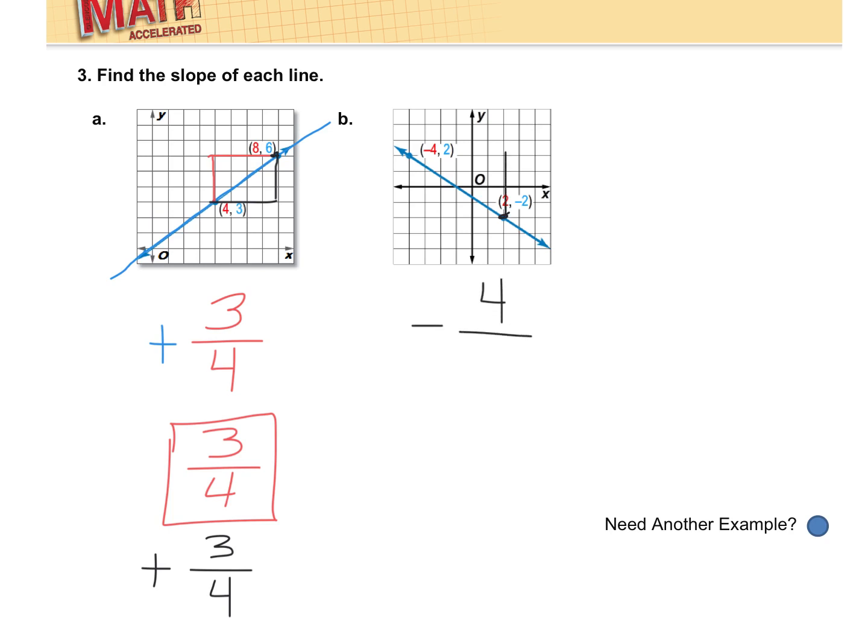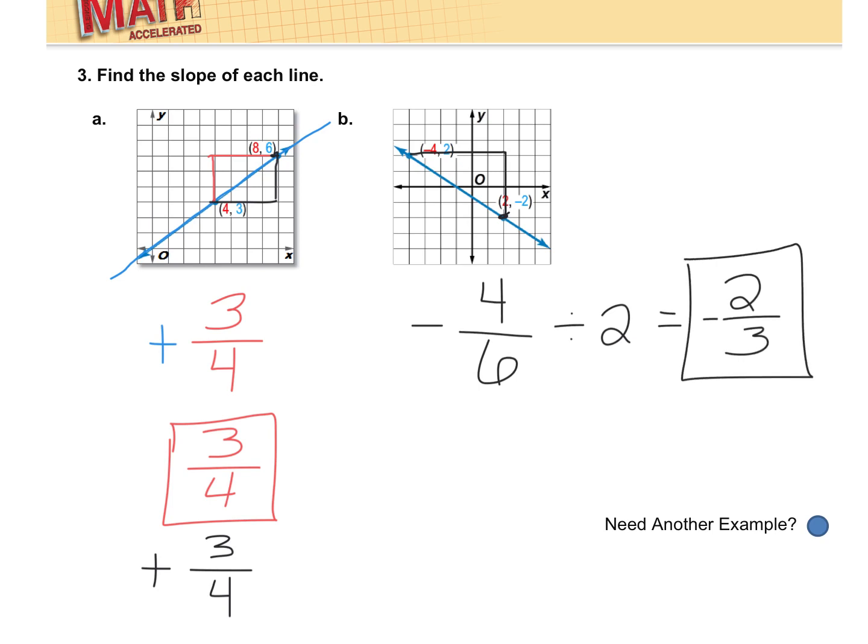Now I do what? Run. How many is it? 6. Do not forget that negative sign in front. Our slope is negative. But can I simplify this? Yes, by 2. Divide by 2, we get negative 2/3. Good, we need that negative still. So our slope is negative 2/3.